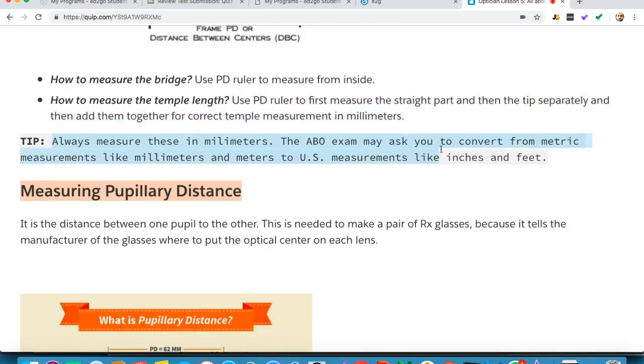The ABO exam may ask you to convert from metric measurements like millimeters and meters to US measurements like inches and feet.